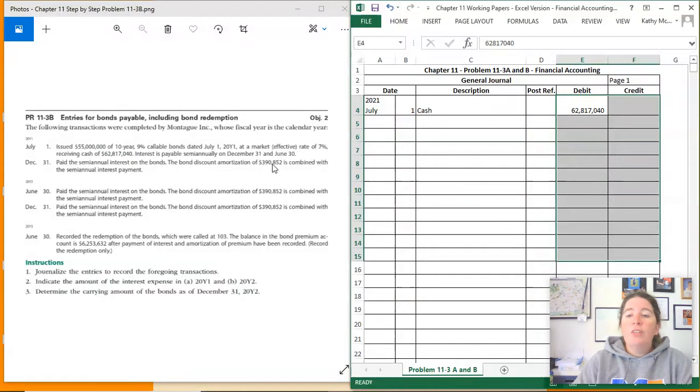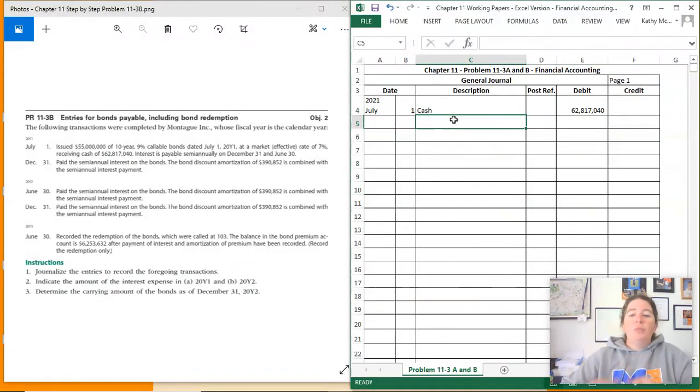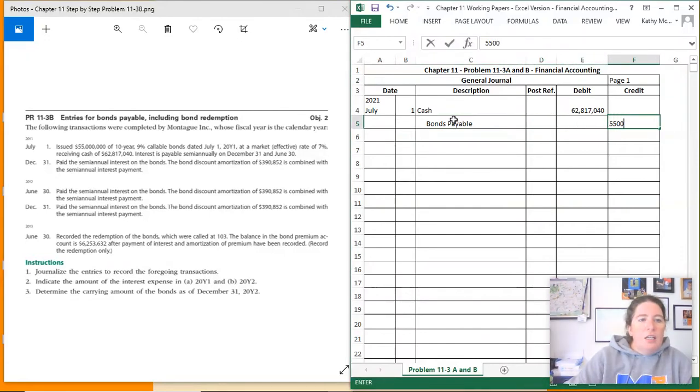We've issued bonds. That means that we have issued a piece of paper to someone that says, you give me this much money and I'll pay you back later. Okay, so we owe them money. So our credit is going to be bonds payable. And we've issued bonds of $55 million. Okay, whoops, I have one too many zeros, which is why it's important to put the commas in there so that you can tell how many zeros you're typing.